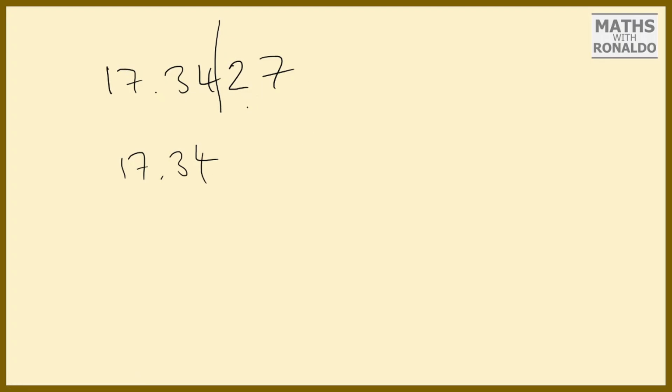Finally, we have truncation. Truncation just means we're cutting the number at a certain point. For example, if we had 17.3427 and we wanted to truncate this number at 2 decimal places, well, we just draw a line there, we put 17.34, regardless of the number after.